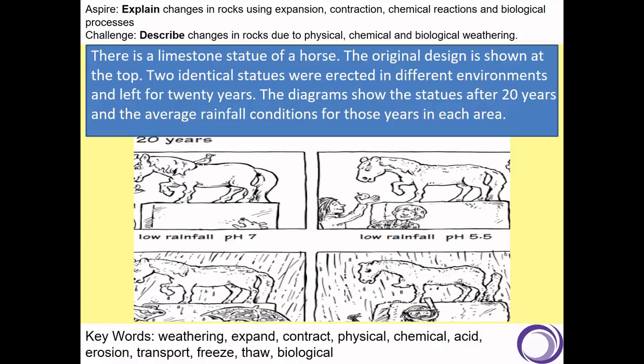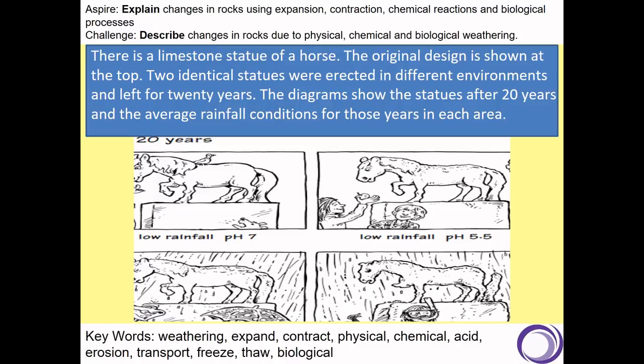So this is an example of what can actually happen. The statues are all made of limestone. The original design is shown at the top, and they have been left in different situations for over 20 years. And you can see that where there's been relatively low rainfall, even if the pH is pH 7, which is neutral, or slightly acidic, pH 5.5, then there has been some weathering of the statue, but not a huge amount.